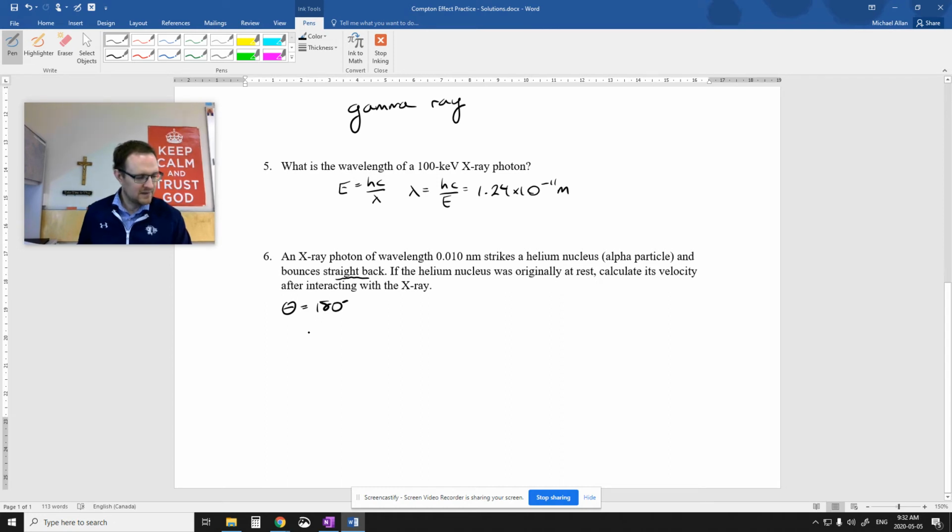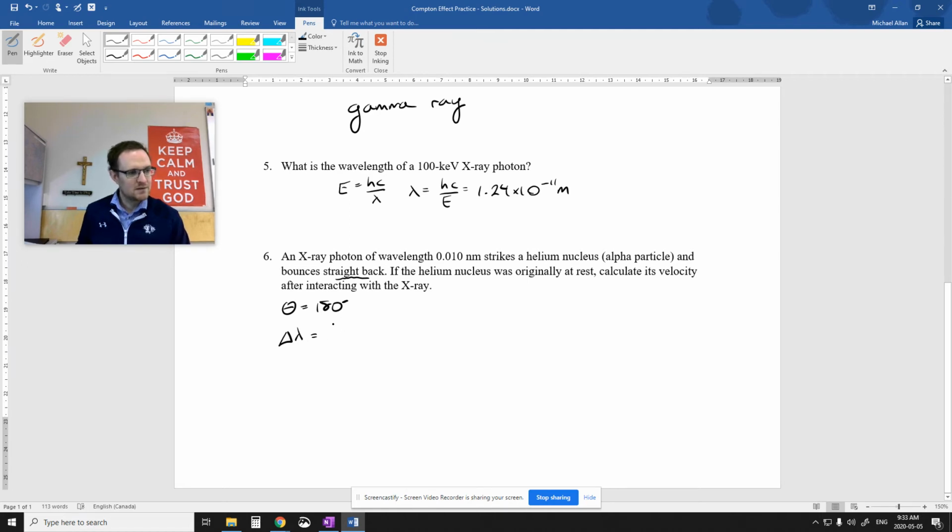Okay, so what I want to do is determine how much energy the photon loses, because if it loses energy, it's got to go somewhere, so I'm going to assume it goes into the helium nucleus. To find out how much energy the photon loses, I'm going to determine how much its wavelength changes by. That's a weird looking lambda.